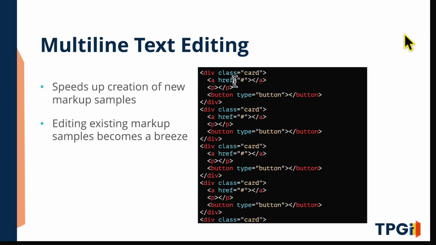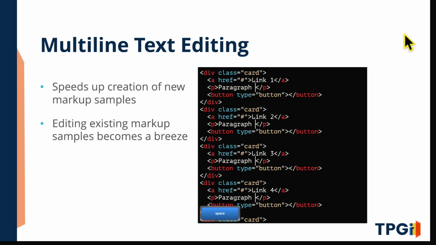In this video, I want to update a number of separate elements in some cards. I highlight the link, then I tell the editor to match all instances of the same text. I can then edit them all in one go, adding some link text and then moving down to the line below to add a paragraph. This can massively speed up the creation of new markup samples or editing existing markup that you want to correct.